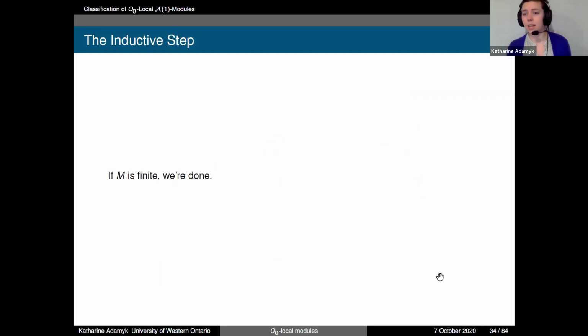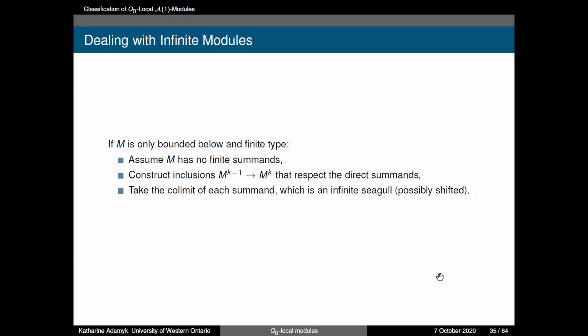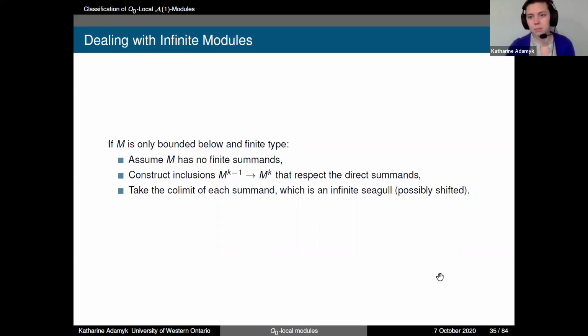If m is finite, then we're done, because at some point mk is going to be all of m. If m is just bounded below and of infinite type, this doesn't quite work, because we can't just keep changing the basis as we go along at every step and assume we can take a nice colimit there. So what we do is we assume that m has no finite summands. We construct inclusions from mk to mk minus 1 that respect the direct summands, this decomposition into Seagull modules, so that I'm not changing the basis every time. Then I can take the colimit individually of each summand, which is an infinite Seagull, possibly shifted.